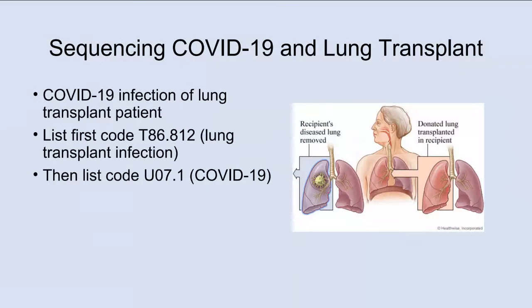Okay, so those are the only ones where the COVID may not be listed first, but there also are specific guidelines for certain conditions. One of those is lung transplant. The guidelines talk about COVID-19 infection of a patient who has a lung transplant. First code T86.812, lung transplant infection, and then U07.1. So the transplant complication is listed first.